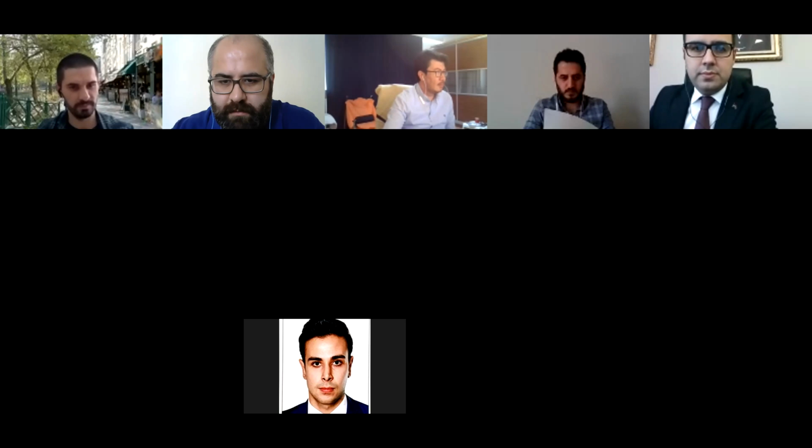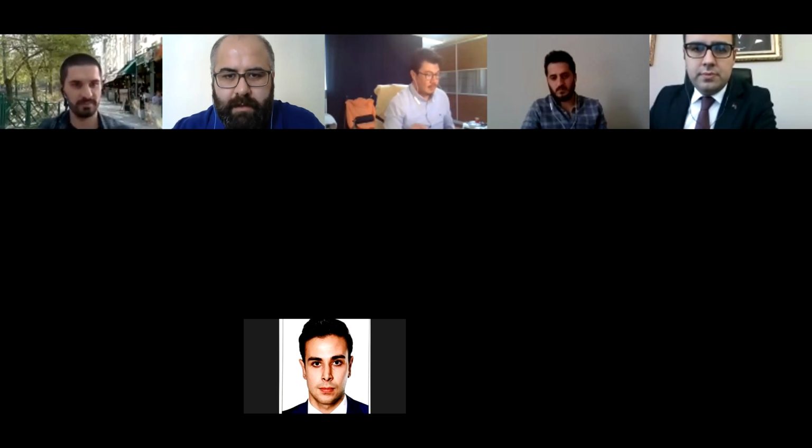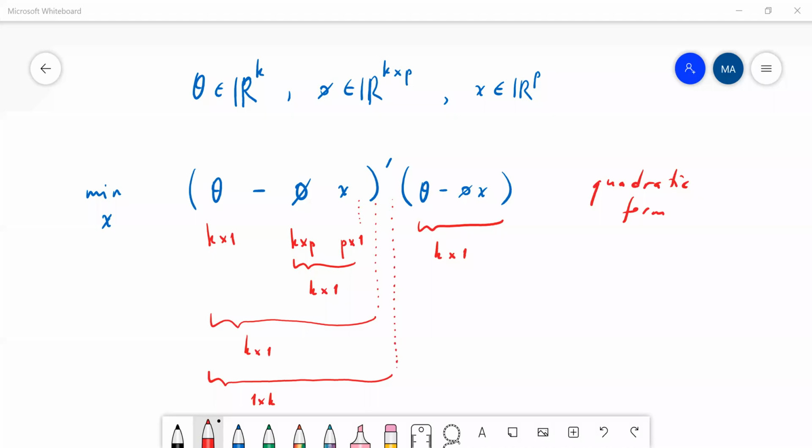So previously I tried to write an example, but I kind of messed up with the dimensions. So here's the problem. Again, this is a minimization problem. There is no inequality constraint. There is no non-negativity constraint. As you see, x could be positive or negative. And there is this vector theta, and there is this matrix phi.